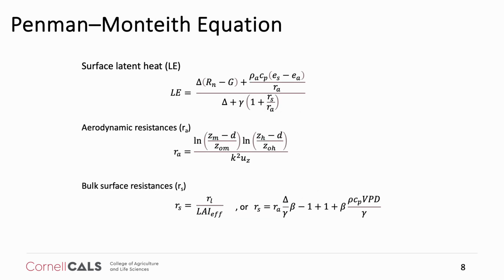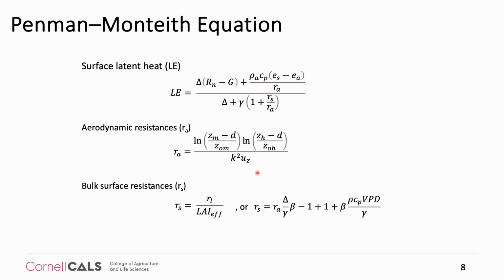So in most Earth system models, this process is represented by a Penman-Monteith equation. The LE here is the surface heat flux that is controlled by the net radiation, soil heat flux, and other parameters. I won't go into details. It is explained in the book chapter. But I want to emphasize two parameters here: aerodynamic resistance and bulk surface resistance.